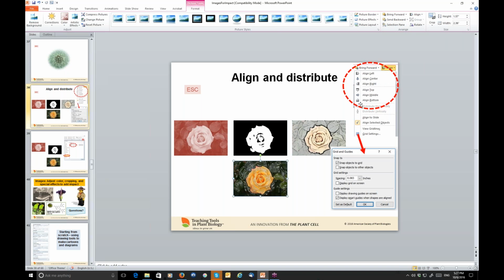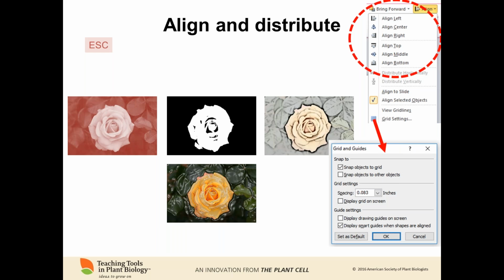When you use this menu, you can see that there's grid settings, and I use the grid settings of having the objects snap to a grid, which makes things a little simpler when you're trying to move them around, in that they will jump into position sort of magnetically. And also this displays smart guides when shapes are aligned. When you're moving two images beside each other, the line will appear when they're aligned, which is very handy.